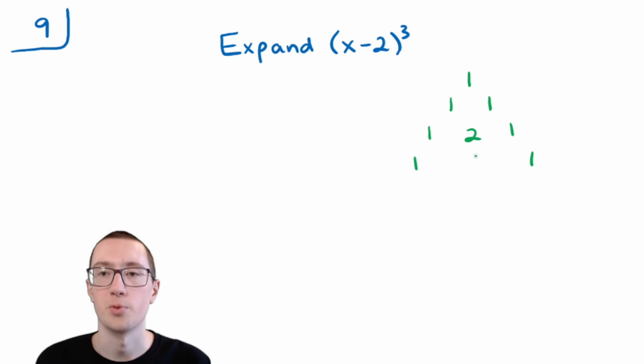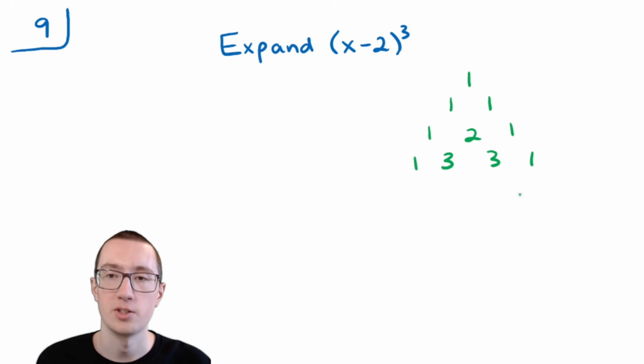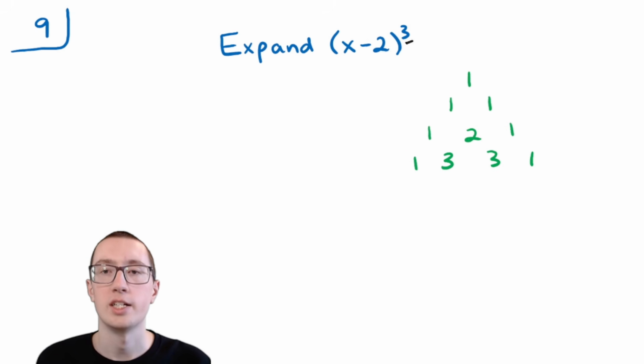And then we do the same for these ones. So 1 plus 2 is 3, and 2 plus 1 is 3. And you can continue with this all the way down, but we actually don't need to for this problem. So we have a 3 here as our exponent, which means that we need to use the 3rd row of Pascal's triangle. But this does not include the row here that's just the number 1. This is just considered the 0th row.